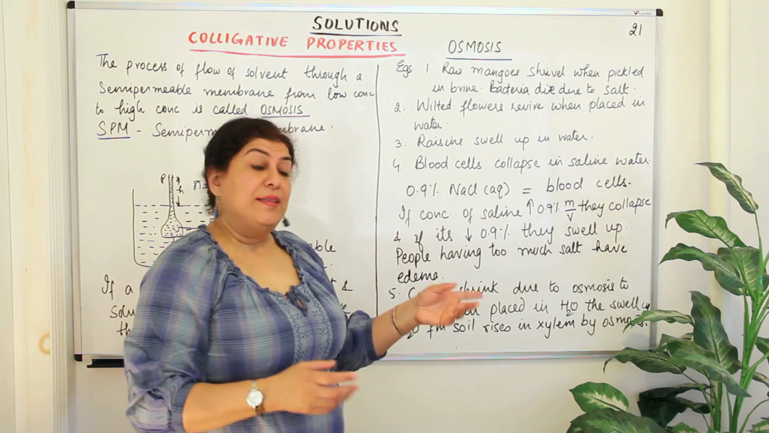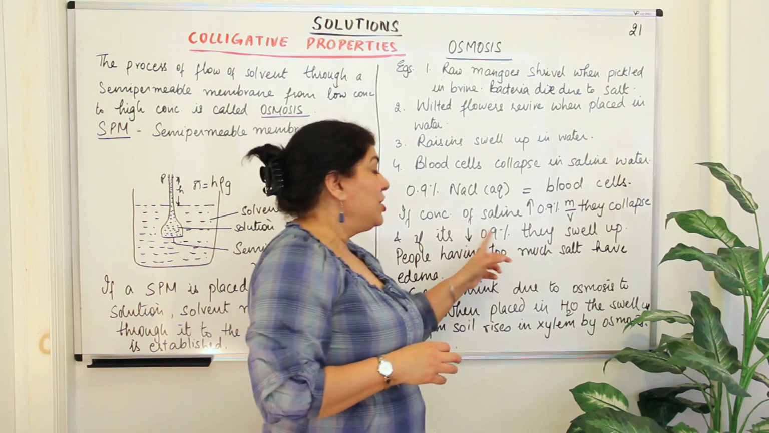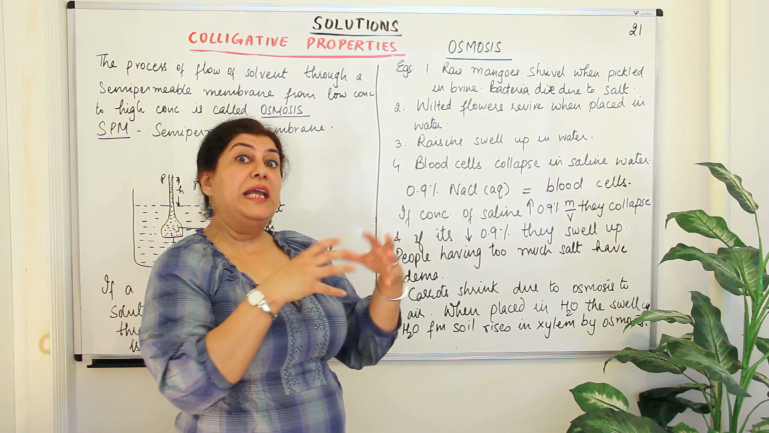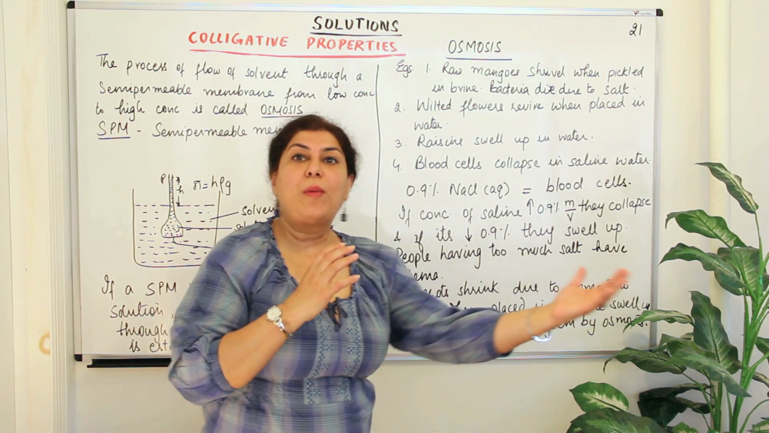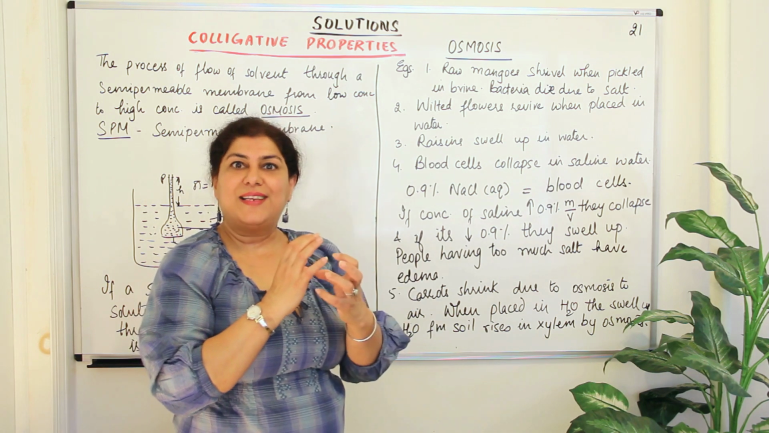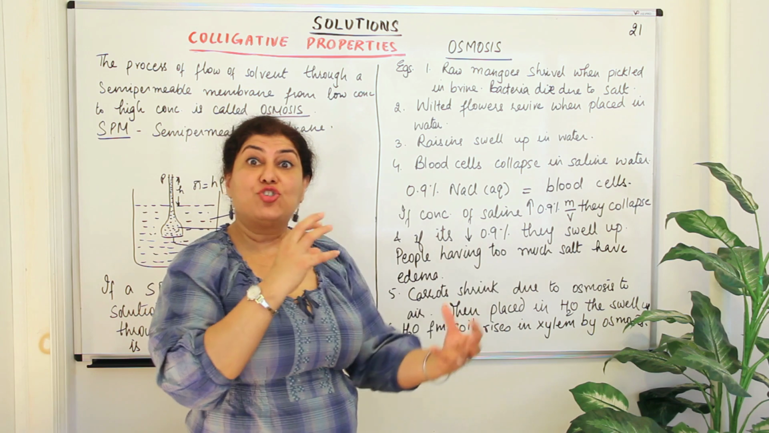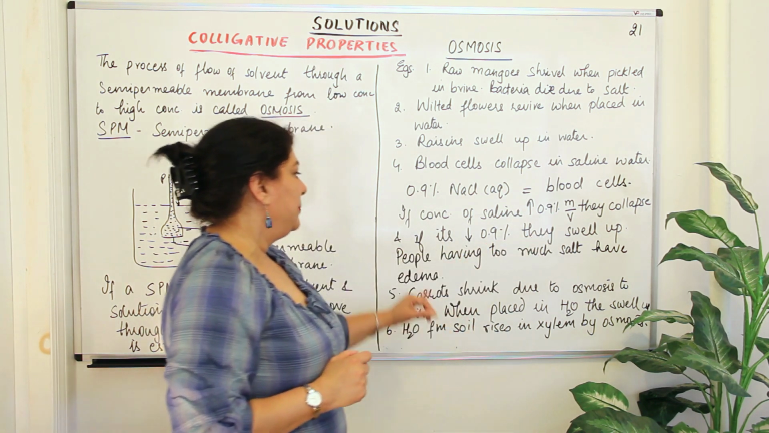And if this solution in which we put the blood cell has concentration less than 0.9%, then it means the concentration of the solution inside the blood cell is higher, and therefore the solvent will move from outside to inside the blood cell, which may cause it to swell up. If the difference is too much, the blood cell may even burst.